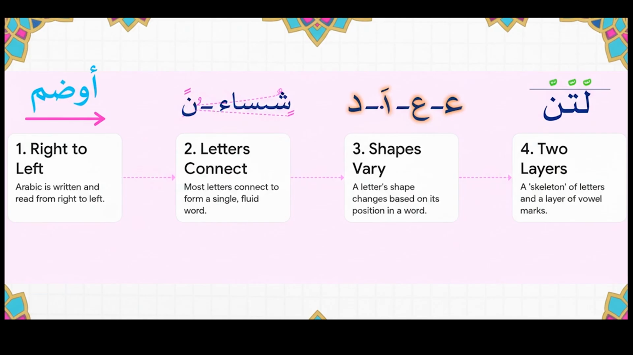First, like we said, it's written from right to left. Second, the letters are almost always connected, kind of like cursive. Third, a letter's shape actually changes a little bit depending on where it is in a word. And fourth, the script has what we can call 2 layers. Let's break each of those down.